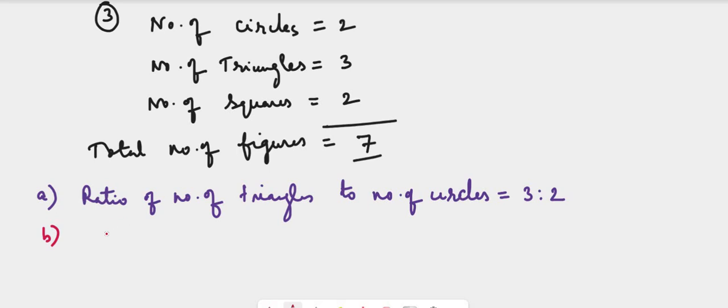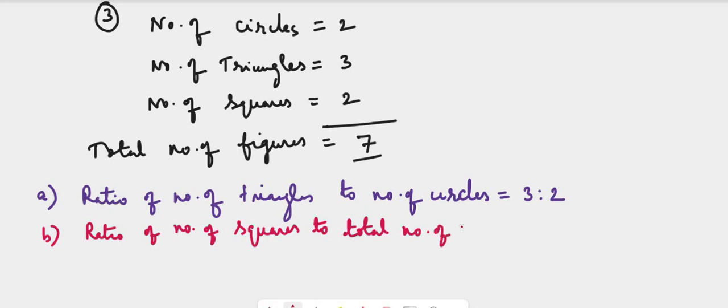So second question, find the ratio of the number of squares to the total number of figures. Total number of figures in a rectangle. The number of squares to total figures is 2:7.